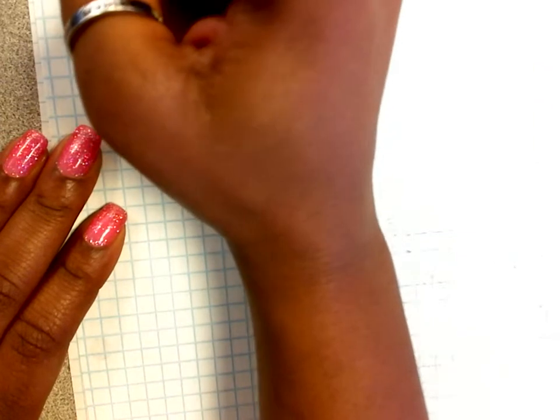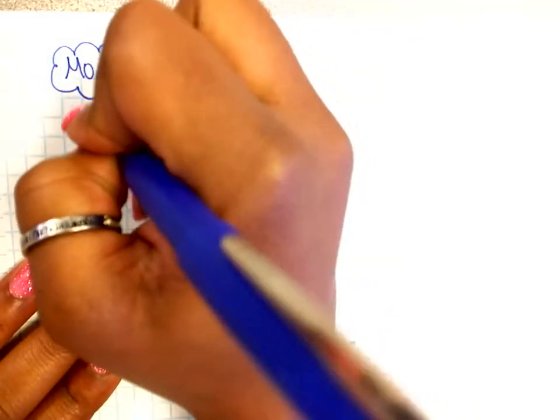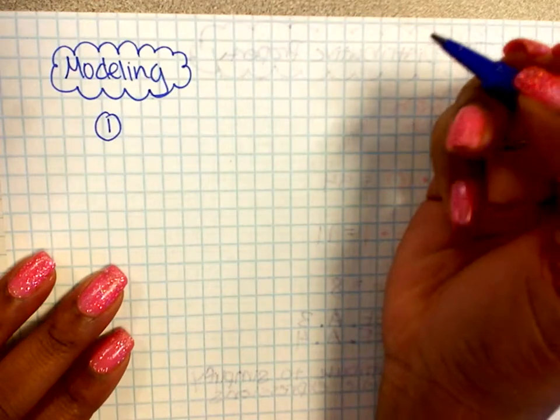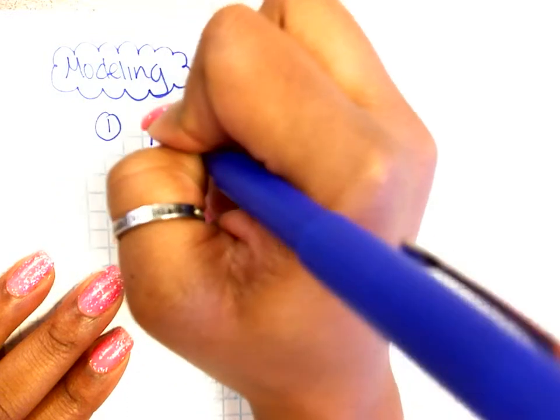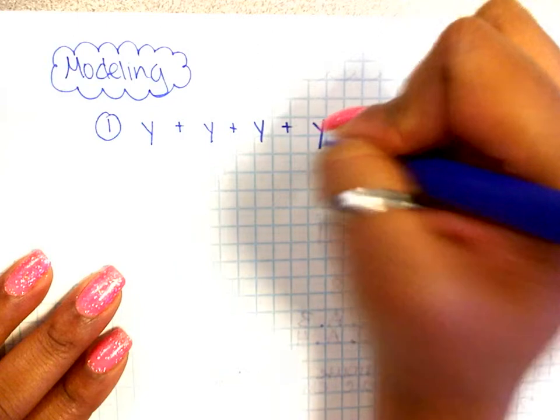Okay, here we go. So I'm going to be modeling for you those two components. Number one, you might get something like this: y plus y plus y plus y.